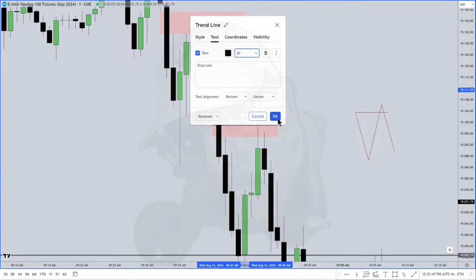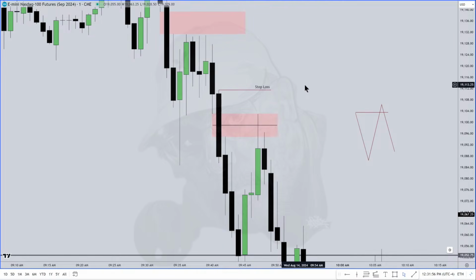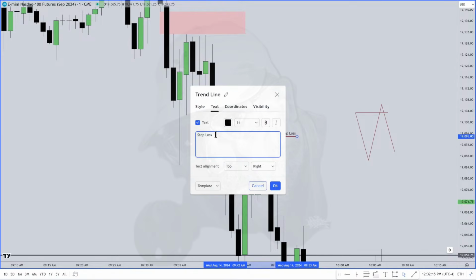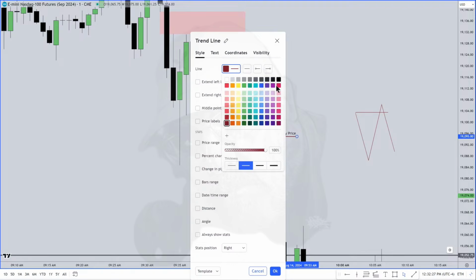All right, so we're going to do top right. That seems like it's probably going to be too much. Yeah, it's good. So stop loss is here, and the entry would be here. So you're going to watch this level, Caleb. This is your entry. Let me thicken it up a little bit. And we'll make that this color.